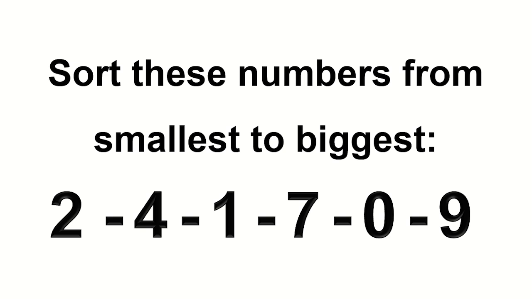So first of all, let's write these numbers again: 2, 4, 1, 7, 0 and 9. First of all, we should take the first number, compare it to another number, and keep the smaller number in our mind. So let's begin with 2 and 4. 2 is smaller than 4. So we keep 2 in mind.